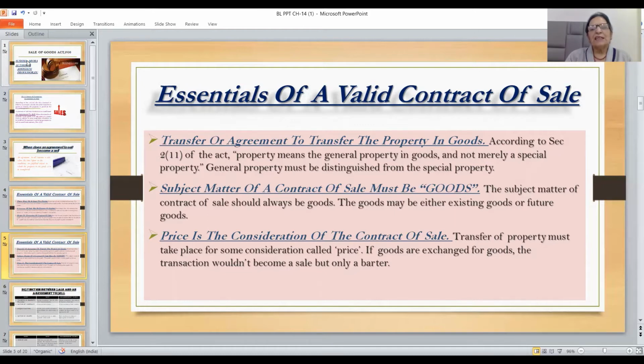Price is the consideration of the contract of sale. The last line of the definition given under section 4 subsection 1 provides that the transfer always takes place for a price. So transfer of property must take place for some consideration, which is known as price. If goods are exchanged against goods, then it is known as the barter system. But under the contract of sale, partly the goods can be exchanged and partly the consideration can be in the form of money.